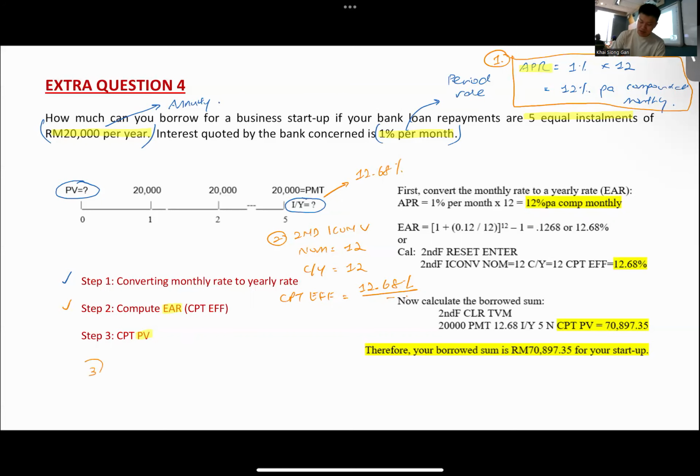So what's next? I have to calculate PV. How do you calculate PV? First, second, clear TVM. Then PMT is how much? 20,000. IY is how much? 12.68. How many number of periods? 5. So compute PV. You get the answers.